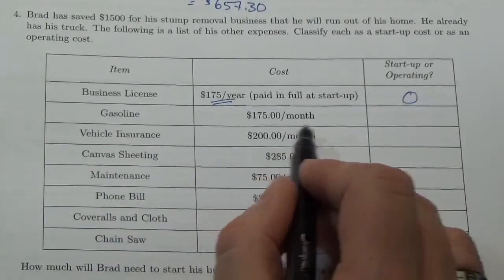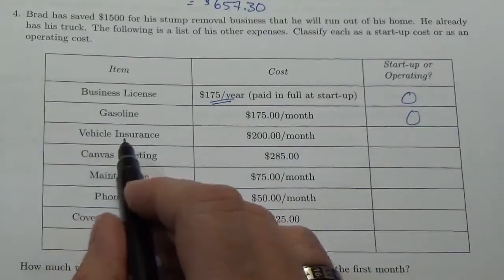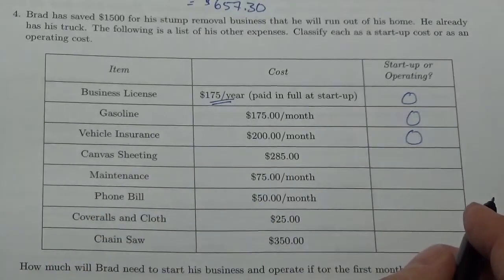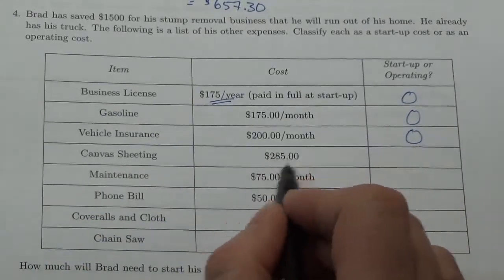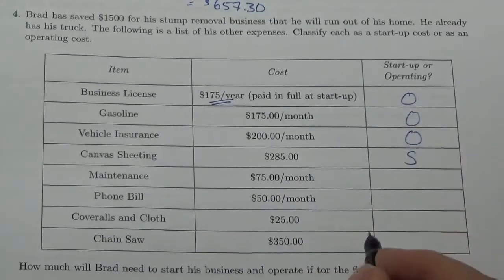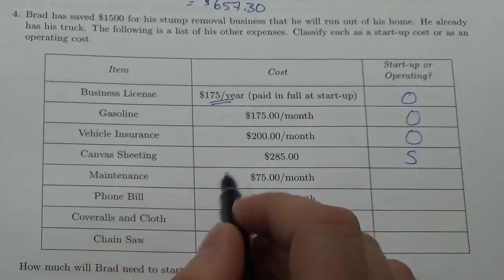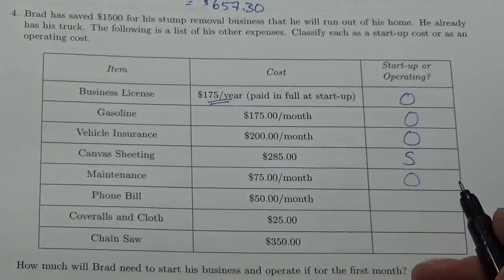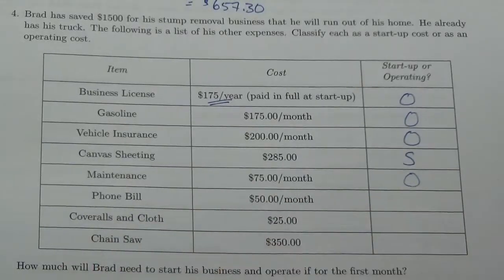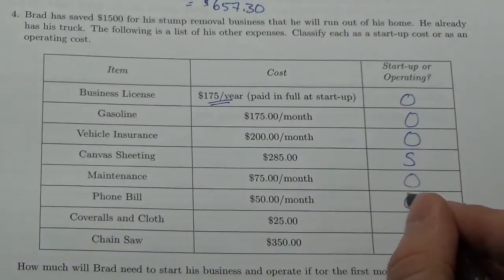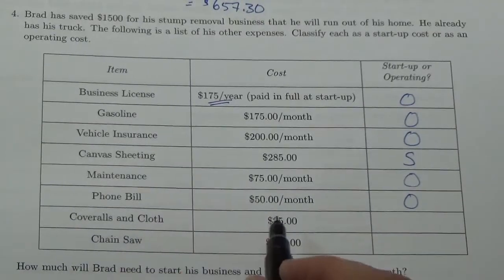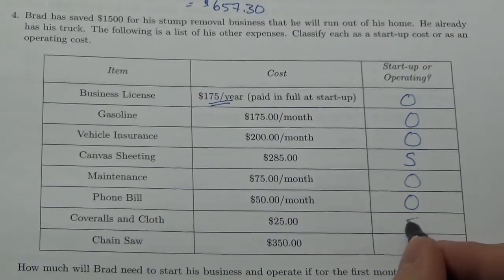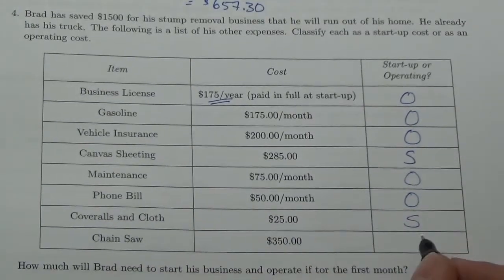Gasoline, $175 per month, that's operating. Vehicle insurance, $200 per month, that's operating. Your canvas sheeting. Well, there's no regular schedule for that, so that is going to be a startup expense. Maintenance per month, that's operating. Now, maintenance is going to be like your tools, your equipment, your trucks and whatnot. The phone bill, okay? You got to be able to communicate with people, and that's monthly, so that's going to be operating. Coveralls and cloth, $25. There's no schedule to that. That's startup. Chainsaw, $350. There's no schedule to that.